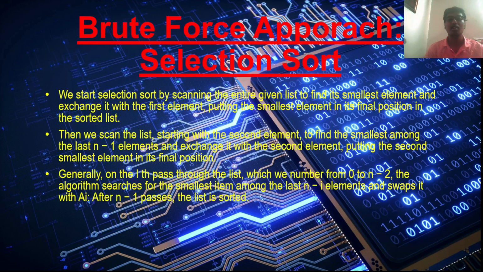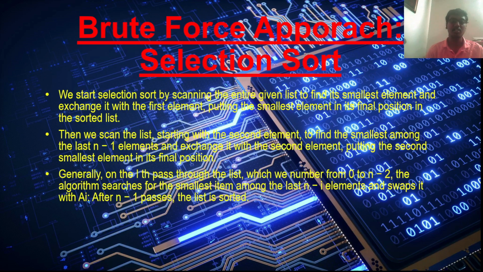So first, brute force approach and selection sort. We start selection sort by scanning the entire given list to find its smallest element and exchange it with the first element, putting the smallest element in its final position in the sorted list.